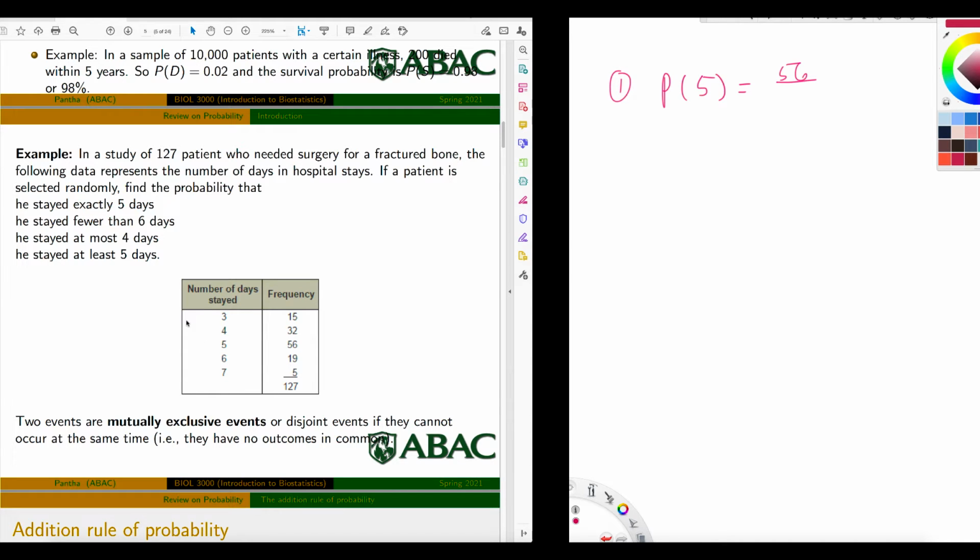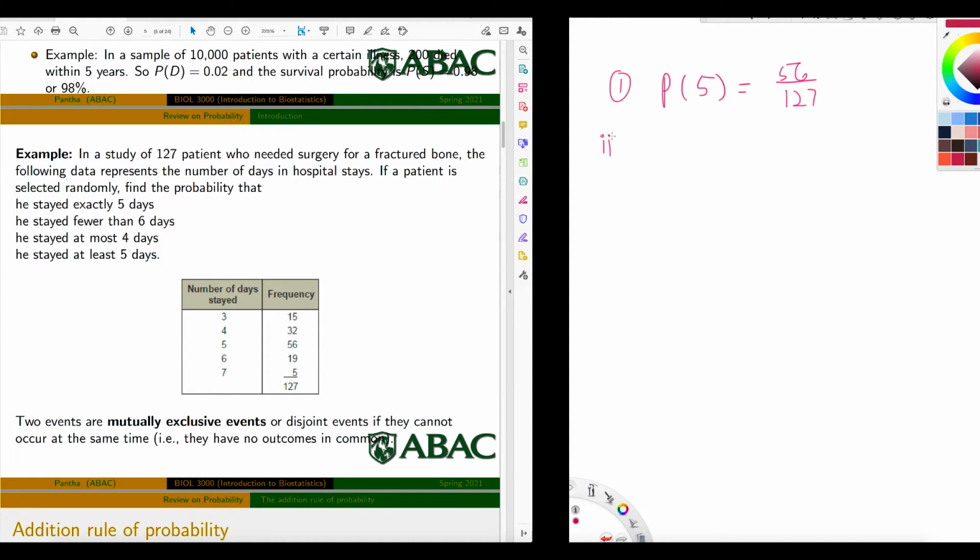The first question says to find the probability that the person, if one person is selected randomly, stays exactly 5 days. So you should be doing this, right? That 56 over 127, where 127 is the total. So that is the probability.